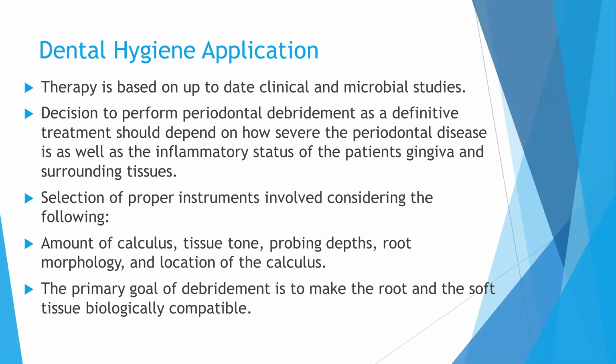So the decision to perform periodontal debridement as a definitive treatment should really depend on how severe the periodontal disease is, as well as what the inflammatory state is for the patient. There are patients where you know they're still going to need surgery after you do the initial preparation. You just know it, because miracles happen, but not all that often inside the mouth. So in selecting proper instruments, you need to consider the amount of calculus, the tissue tone, how friable it is, the probing depths, the root morphology, and the location of the calculus. The primary goal of debridement is to make the root and the soft tissue biologically compatible to allow for healing.